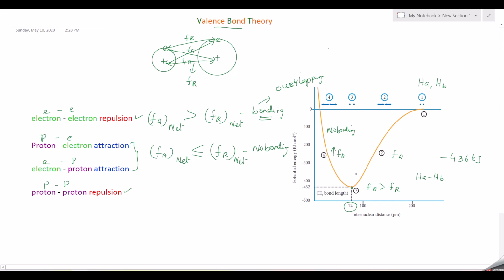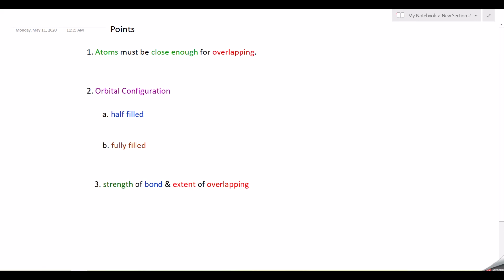So this is explained with the help of this potential energy diagram. We'll summarize the points in valence bond theory. The first one: the atoms must come close together for overlapping. They should be close enough for overlapping.